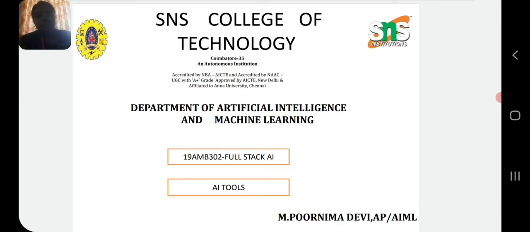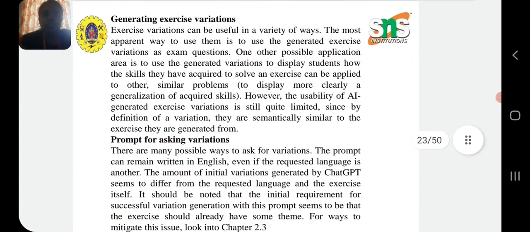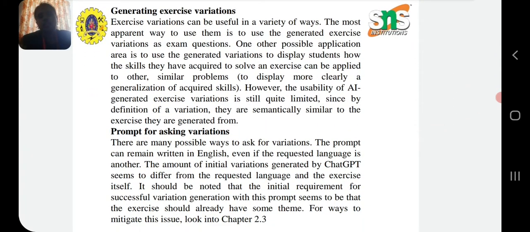Today I am going to discuss AI tools, specifically generating exercise variations. Exercise variations can be used in a variety of ways. The most apparent way is to use the generated exercise variations as exam questions. Another possible application is to show students how the skills they have acquired to solve an exercise can be applied to other similar problems, displaying more clearly a generalization of acquired skills.